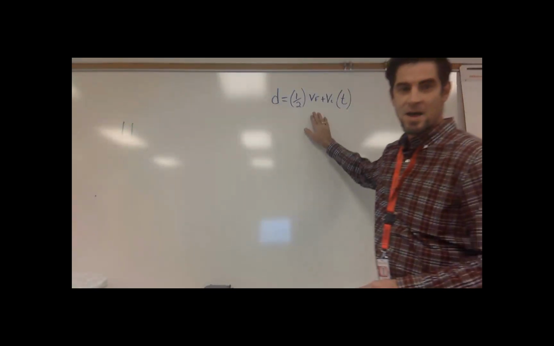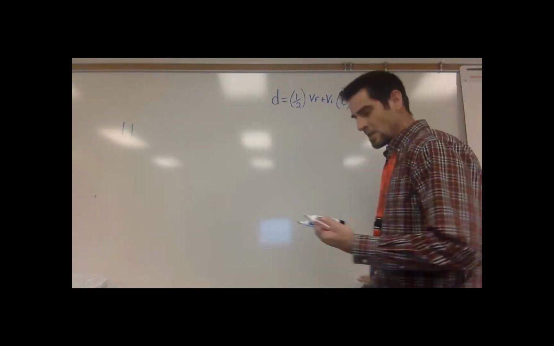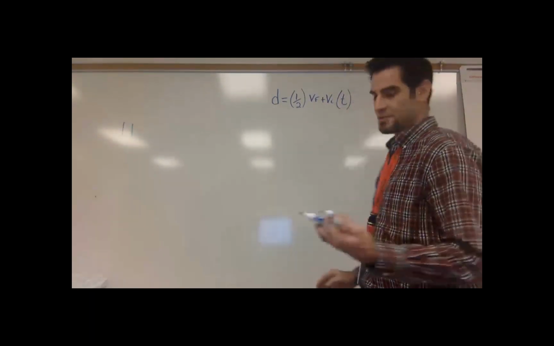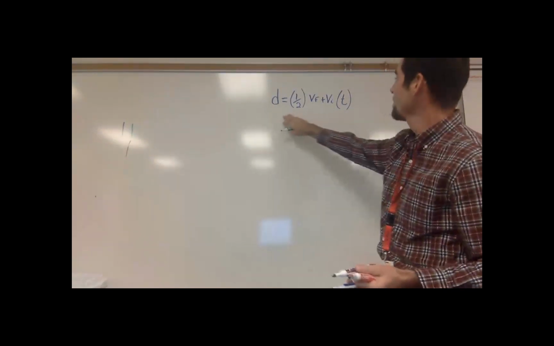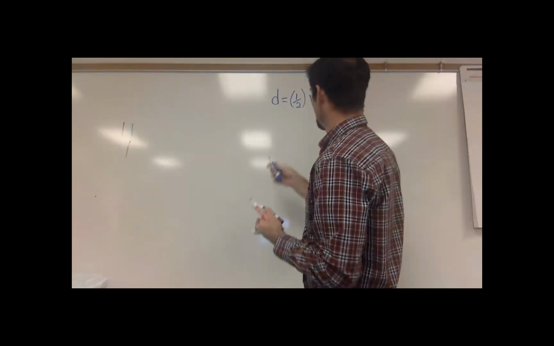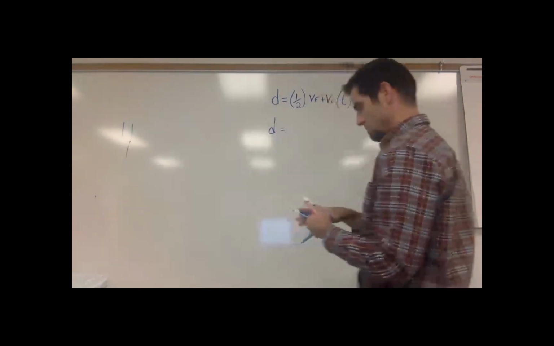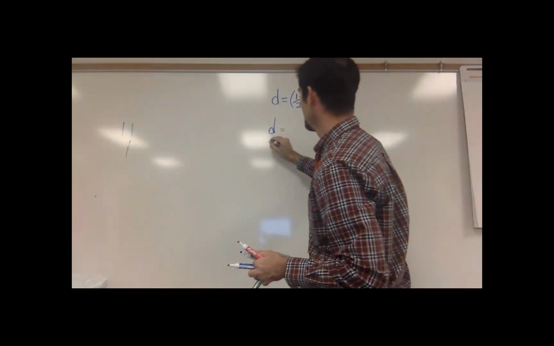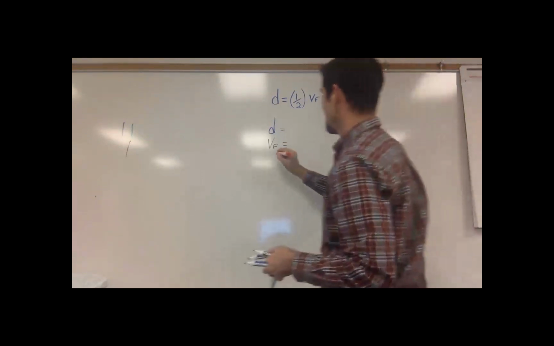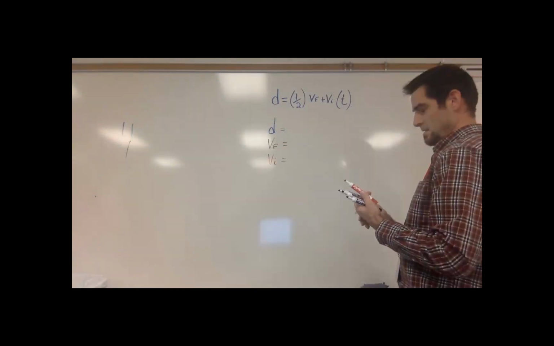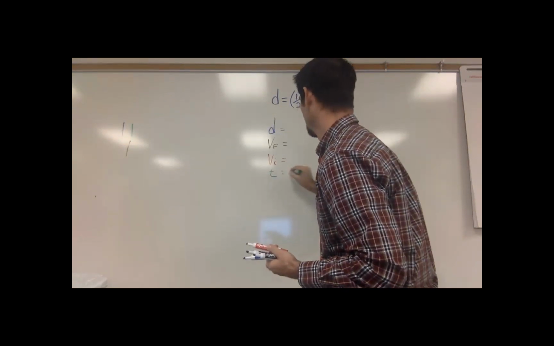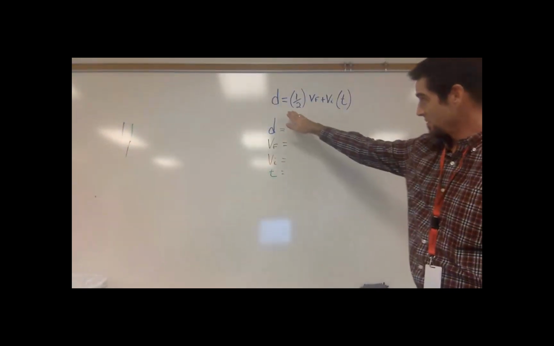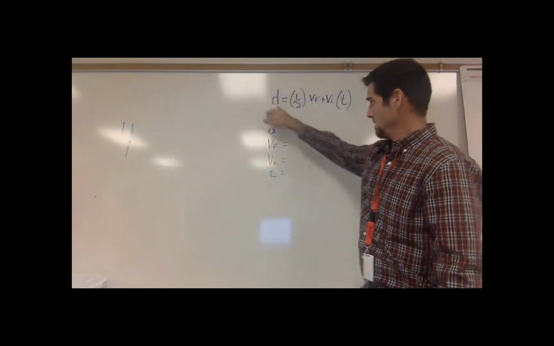All right, I'd like to talk about the next kinematic equation today. So what variables do we have? In our equation, we've got four variables here. We have distance, final velocity, initial velocity, and finally, time. So those are our four variables from this equation.